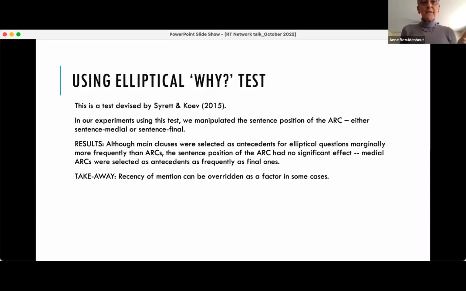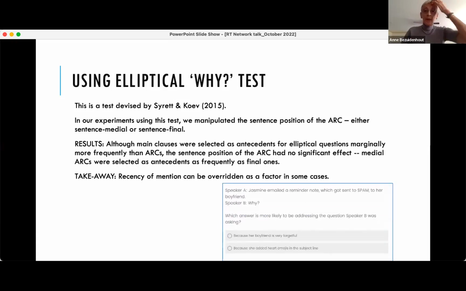We've also used another kind of test that was devised by Syrett and Koev, and maybe I'll just show you this example to see what this test is supposed to be. Speaker A says, "Jasmine emailed a reminder note which got sent to spam to her boyfriend," and speaker B says, "Why?" The task for the participants is to say which answer is more likely to be addressing the question that speaker B was asking: "Because the boyfriend was forgetful," which is an explanation for the main clause, or "Because she added heart emojis to her subject line," which is an explanation for why the email got sent to spam.